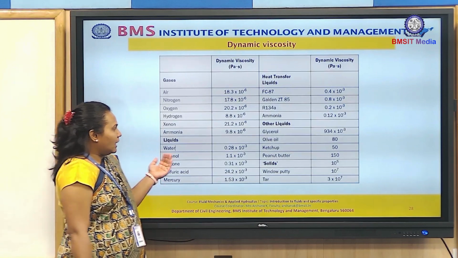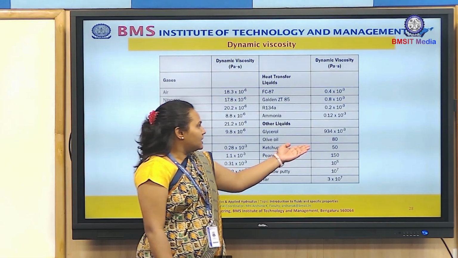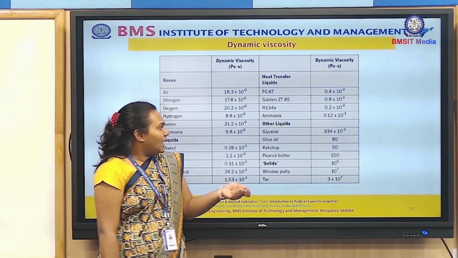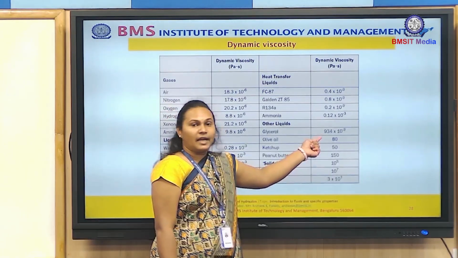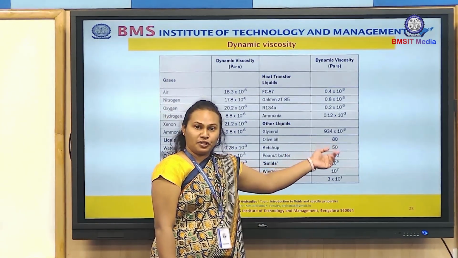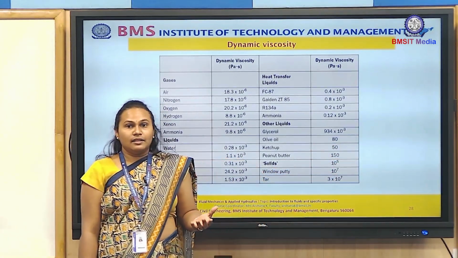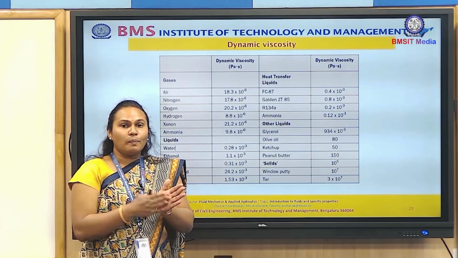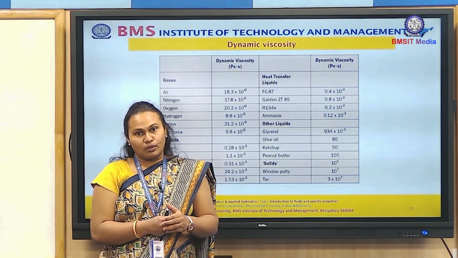Now, as you can compare further, let us take glycerol. Glycerol is a very thick fluid and it has a viscosity of 934 into 10 power 3. That is quite high. The mu value is quite high, meaning it is very suitable for stopping any object which flows through it.